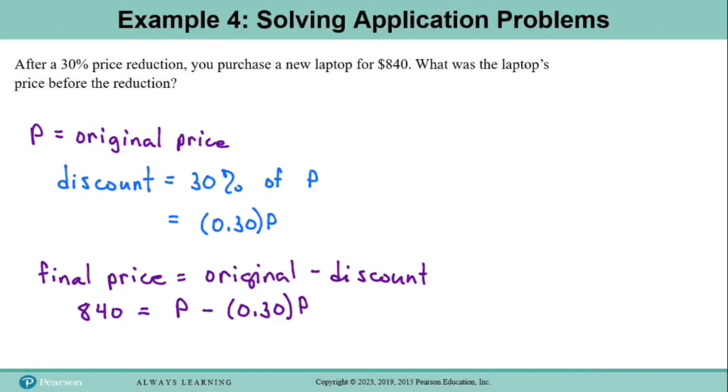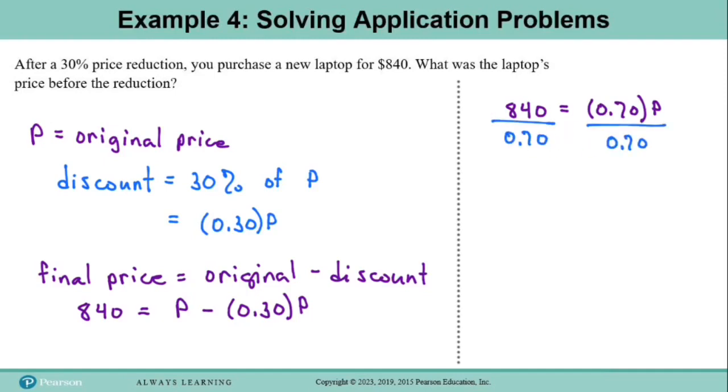Okay, now we want to combine like terms. So this is 1P, right? 1P minus 0.3P would leave 0.7P. 1 minus 0.3 is 0.7. And so now you see that we've got this little equation here, and all we need to do is divide both sides by 0.7 in order to isolate P. So the 0.7's divide out, and we're left with P equals 840 divided by 0.7, which is $1,200. Okay, so it looks like the original price of the laptop was $1,200.